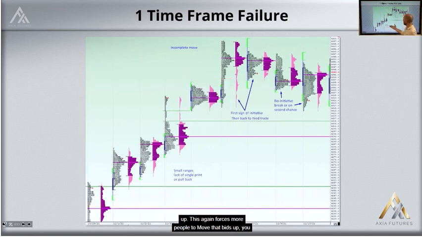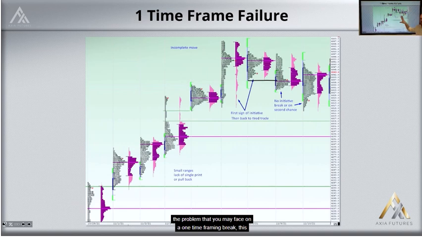This again forces more people to move their bids up. You do again get one more push up, and on the back of that, an incomplete move, consolidation. So here, the break of the one time frame, you're looking for the move down, and instead it's just a two-directional trade once more. On the next break, this is the point where you really need to see the market drop. Same thing, small break, two-directional trade.